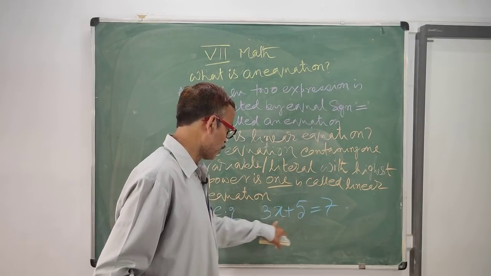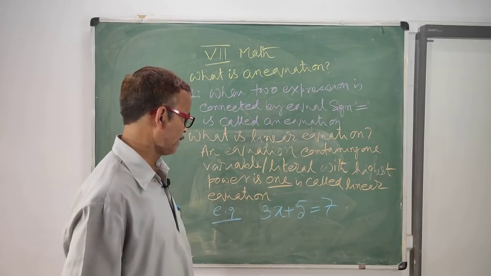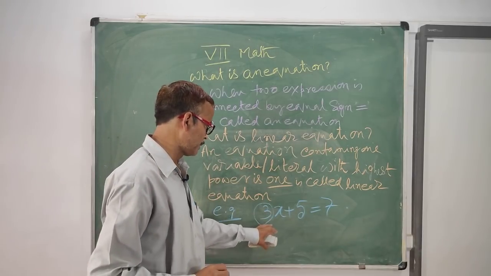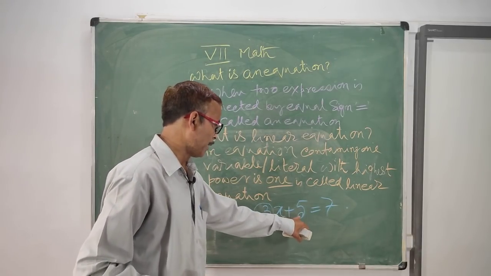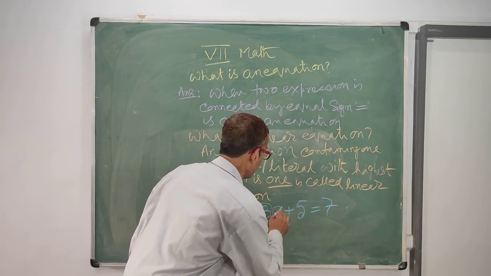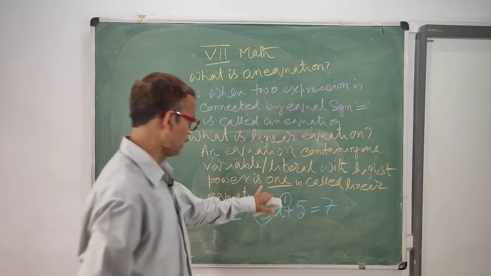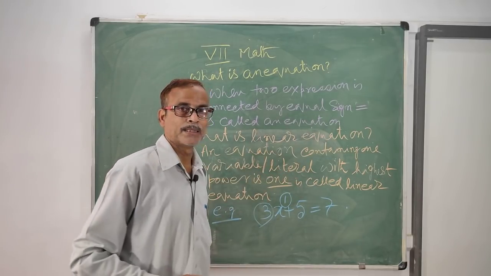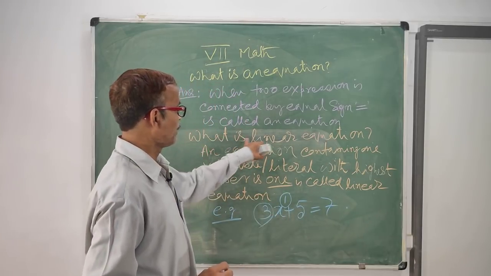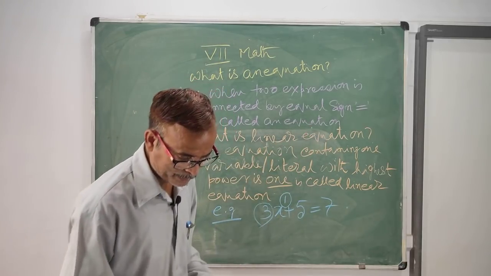left hand side is called LHS, right hand side of the equal sign is called RHS. Here 3 is the coefficient of x and x is the variable, and 5 and 7 are constants, and here the power of the variable is 1. So for this reason it is a linear equation. Linear means first degree, and here the variable is only 1. As per your syllabus, it is linear equation in one variable.